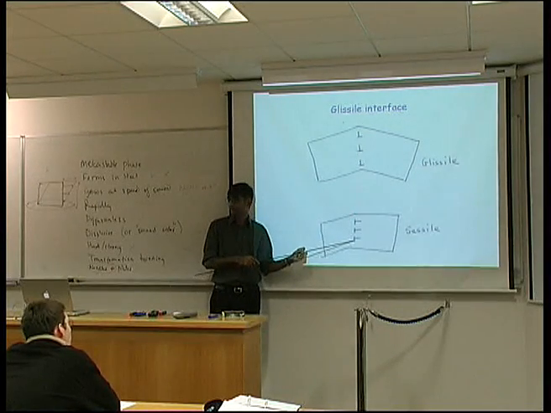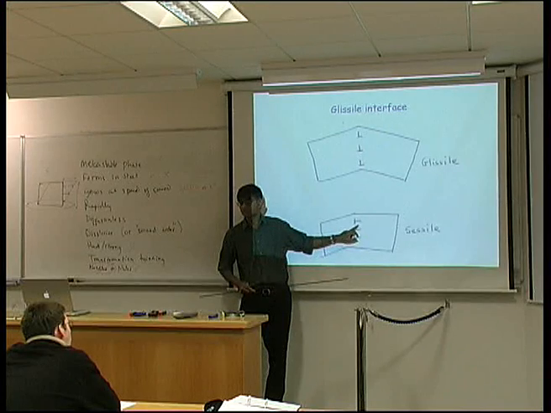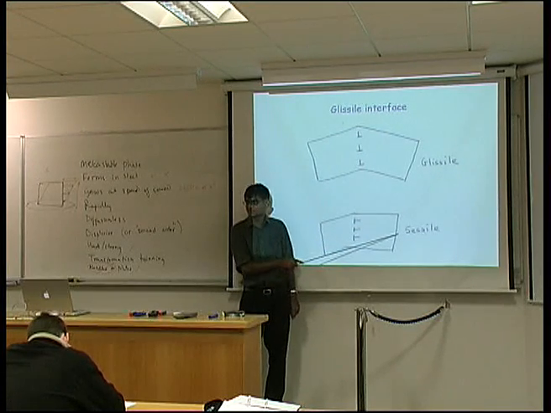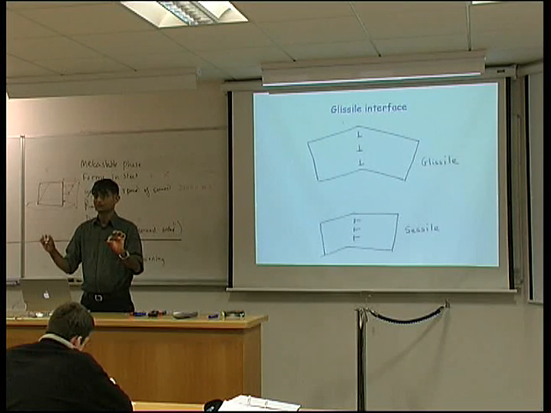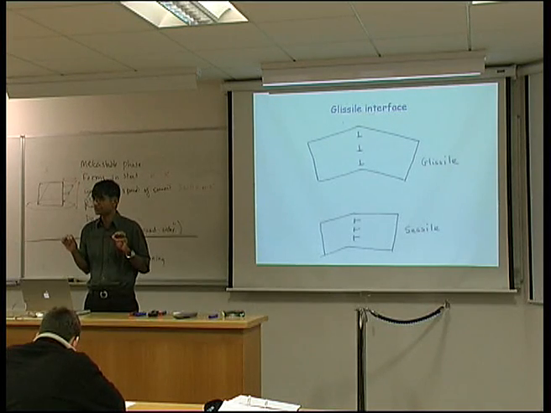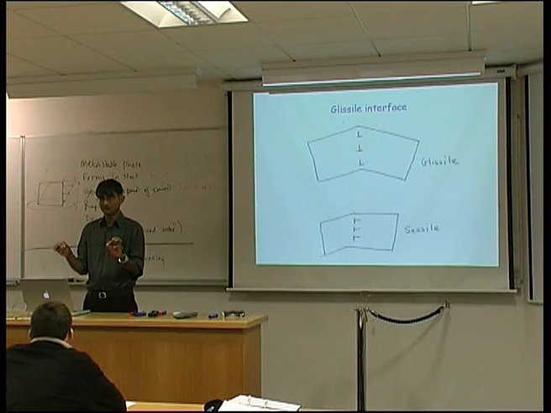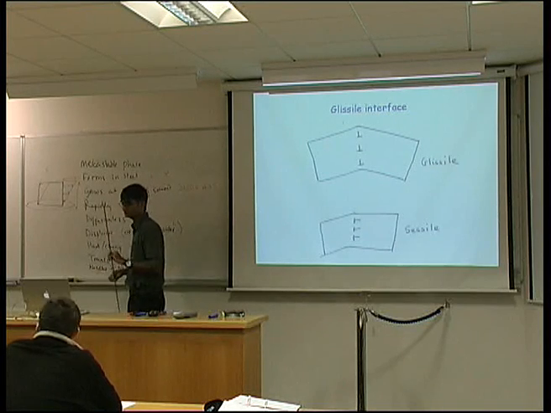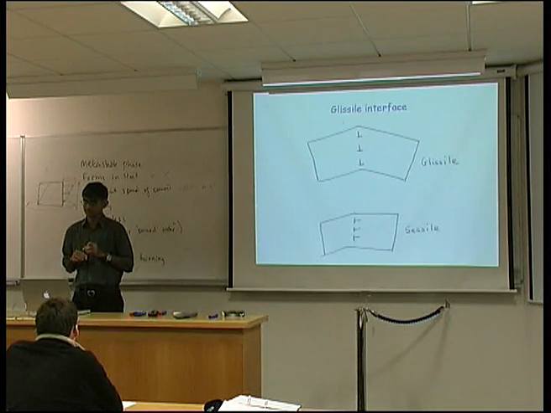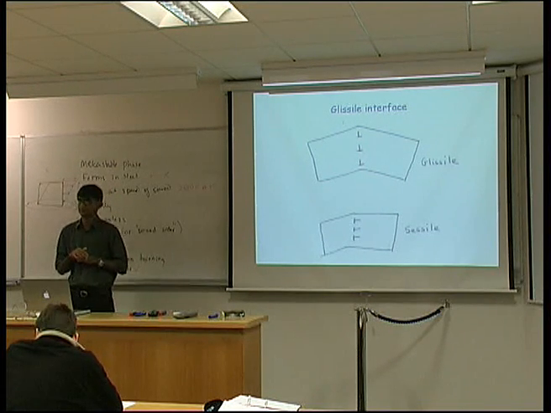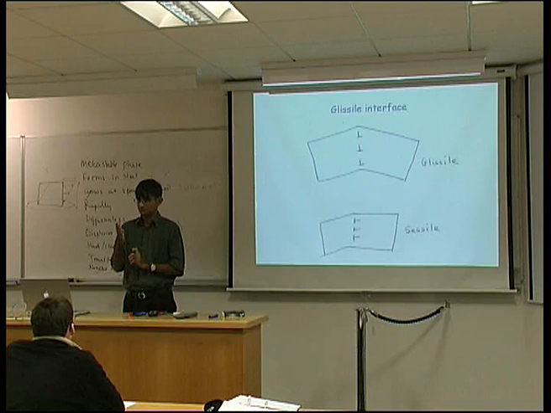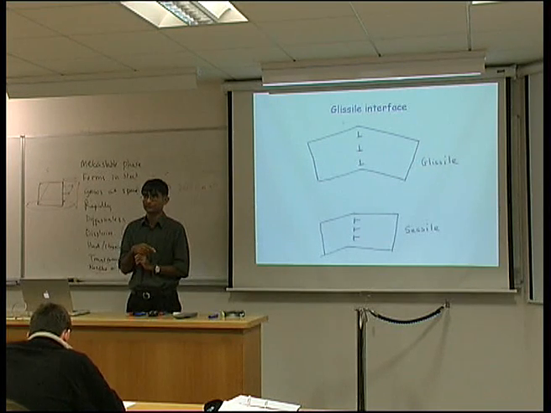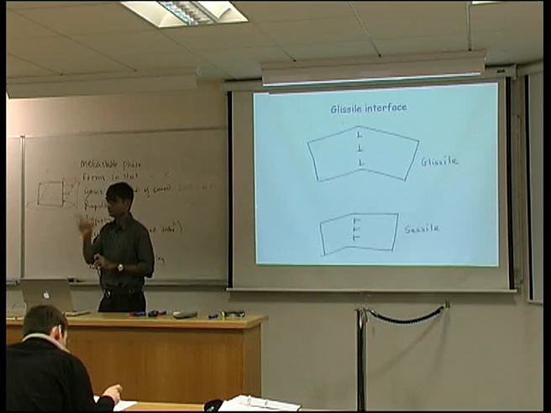If the array is like this, then you require diffusion for the dislocations to move, because in effect these dislocations are climbing. So this is what we call a sessile interface, and this is what we call a glissile interface. A glissile interface can translate without diffusion, just like an individual dislocation can translate within its slip plane without diffusion. So it is a necessary condition that to obtain martensitic transformations, we must be able to create a glissile interface between the parent and the product phases.